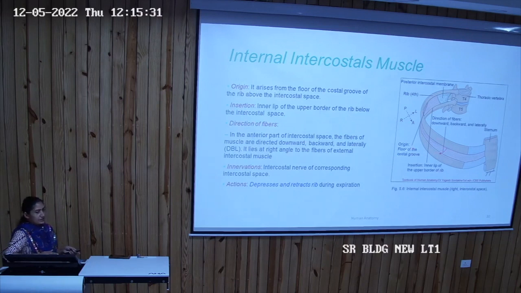What will happen when these fibers contract? They will depress the ribs. So the shortening of these fibers will depress these ribs.